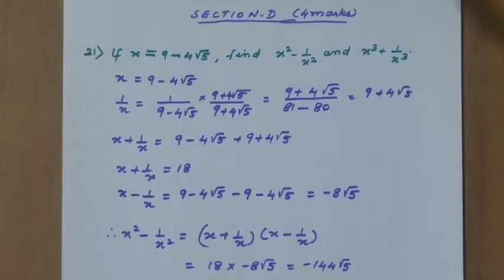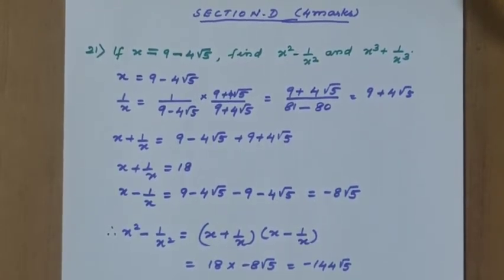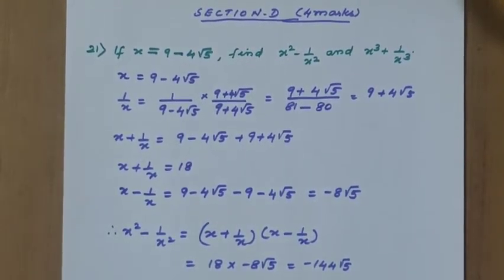Children, we are solving practice paper 3. Already we completed 20 questions. Now we are going to do section D, which carries 4 marks. Question number 21. If x equal to 9 minus 4 root 5, find x square minus 1 by x square and x cube plus 1 by x cube.